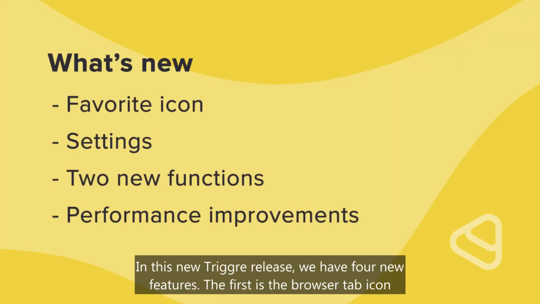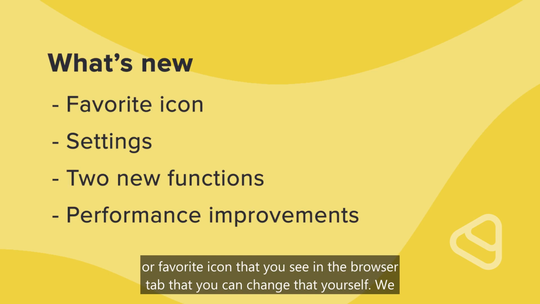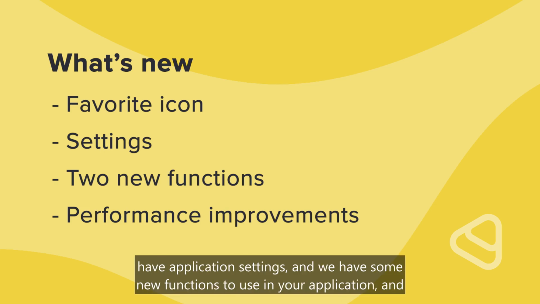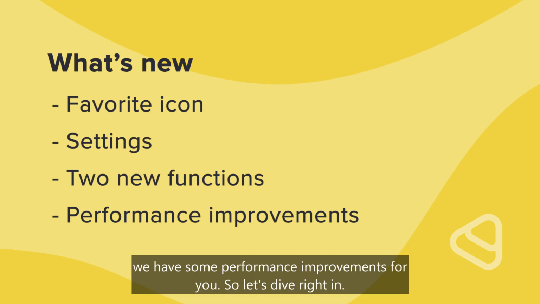In this new Triggre release, we have 4 new features. The first is the browser tab icon, or favorite icon, that you see in the browser tab, that you can change yourself. We have application settings, we have some new functions to use in your application, and we have some performance improvements for you. So let's dive right in.